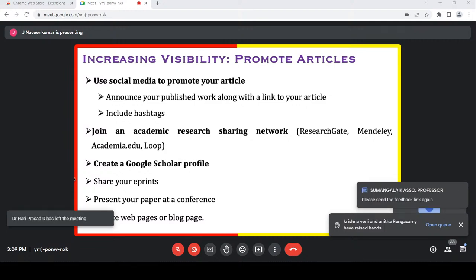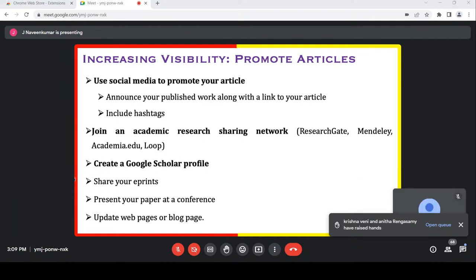And you can also present the research papers at conferences, where people with similar interests come together and you can discuss many more things. So more collaborations can happen in future, right? And collaboration will again improve the visibility of your paper, right?